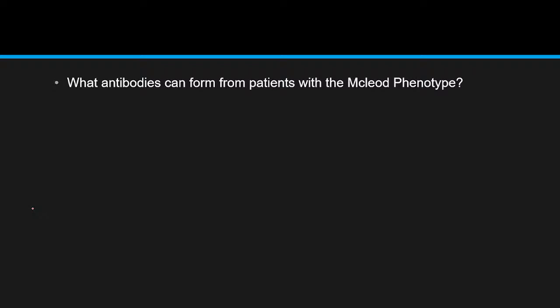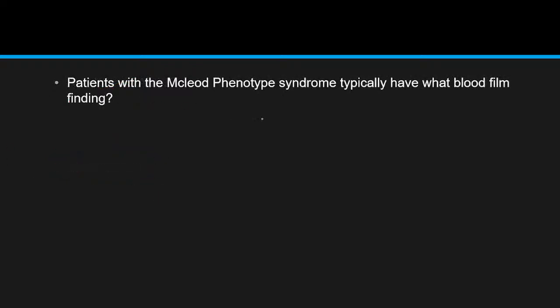Okay, so what antibodies can form from the patients with MacLeod phenotype? MacLeod phenotype, low expression of anti-K, low expression anti-K1, and low expressions of this one. So it's going to produce anti-KX and anti-KM. What's the M standing for? Anti-MacLeod. All right. The patients with the MacLeod phenotype syndrome typically have what blood film finding?